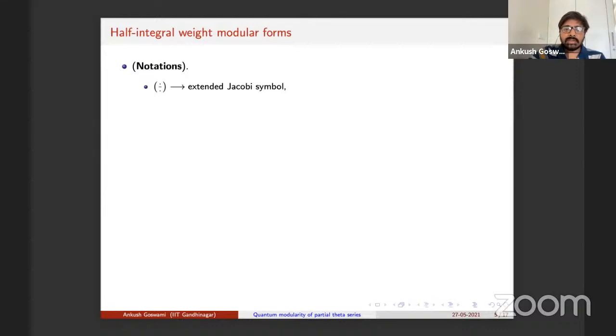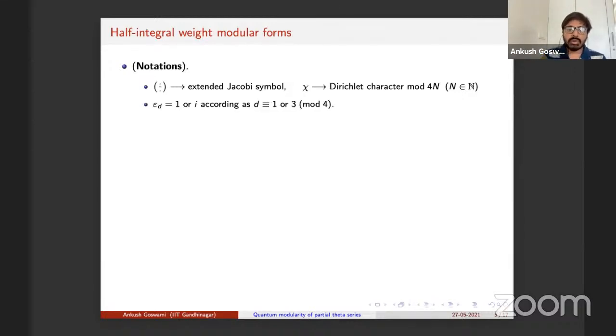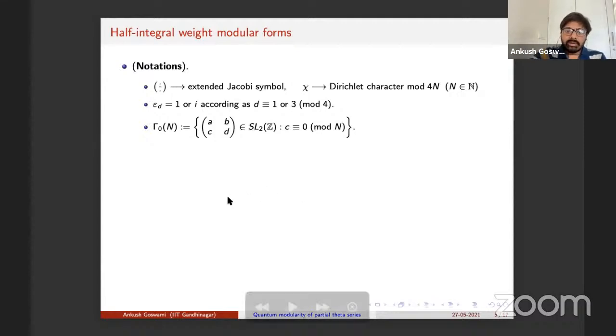So this basically stands for the extended Jacobi symbol, which is basically the Jacobi symbol extended to all integers in a certain way. Chi is basically a Dirichlet character, mod 4n, where n is a positive integer. Epsilon sub d is 1 or i, according as d is congruent to 1 or 3 mod 4. And gamma sub 0 of n is this congruence subgroup, or this is a subgroup of SL2(Z), where this lower left entry c is a multiple of n.